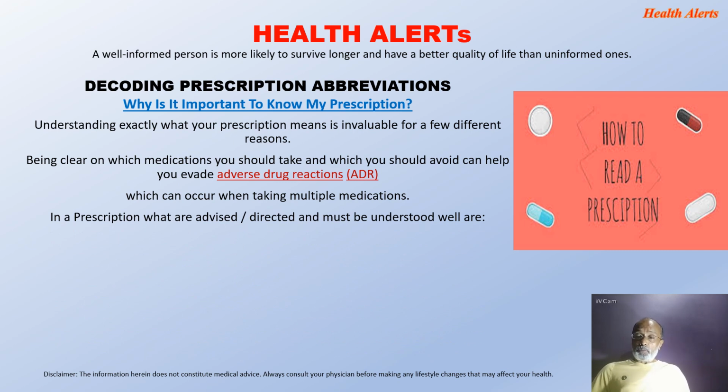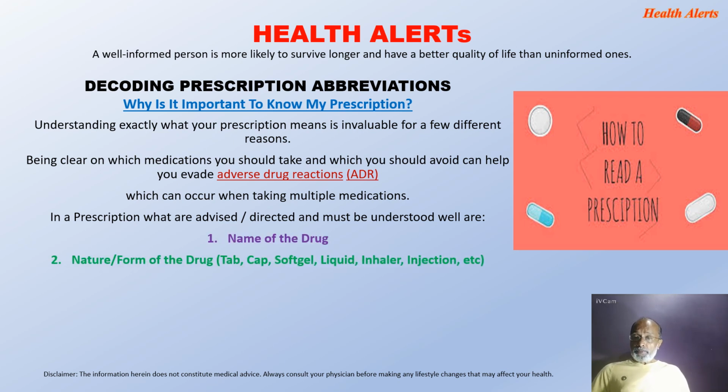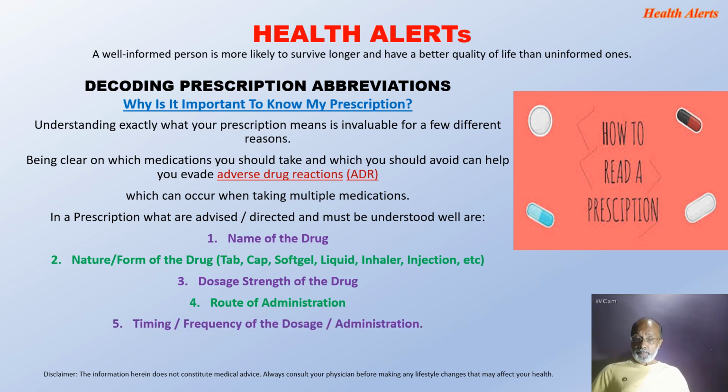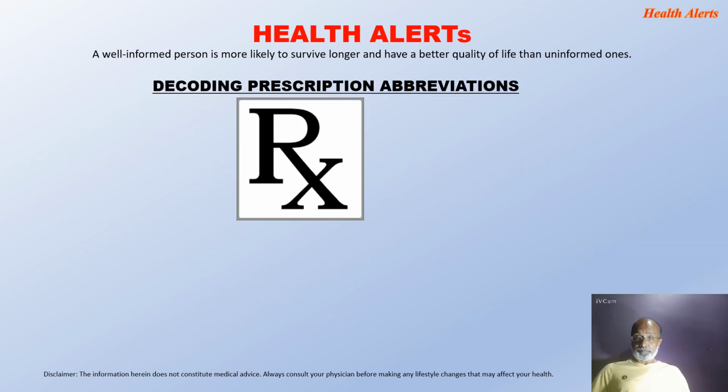In a prescription, what is advised and directed, and must be understood well, is mainly: number one, name of the drug; number two, nature or form of the drug, in which form the drug has been prescribed, whether it's a tablet, a capsule, a soft gel, liquid, inhaler, injection, or there can be many other formats of medication; dosage strength of the drug, what is the strength of the dose for the drug; routes of administration, how it is to be administered, through which route; and timing, frequency of the dosage and administration.